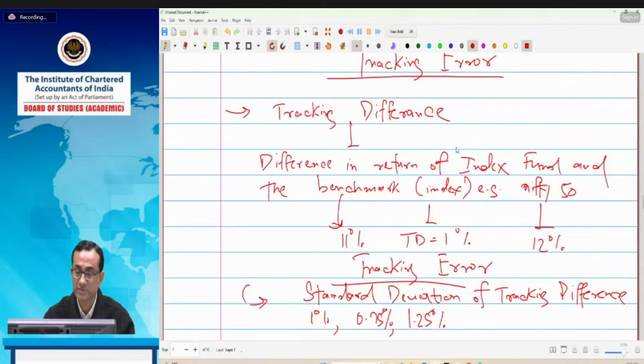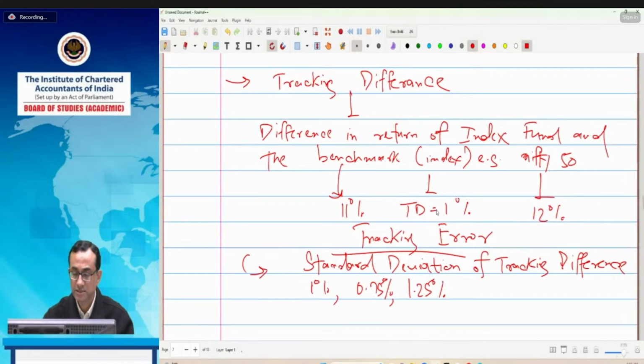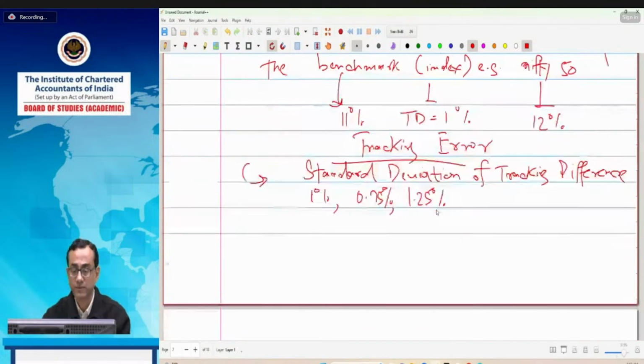So simply speaking, tracking difference is basically the difference in the return of the index fund and the return of the benchmark. For example, Nifty is giving a return of 12%, and if the index fund is giving a return of 11%, then 1% is the tracking difference. Tracking error is nothing but the standard deviation, which calculates the divergence between the differences between this benchmark and the index fund for a number of years.